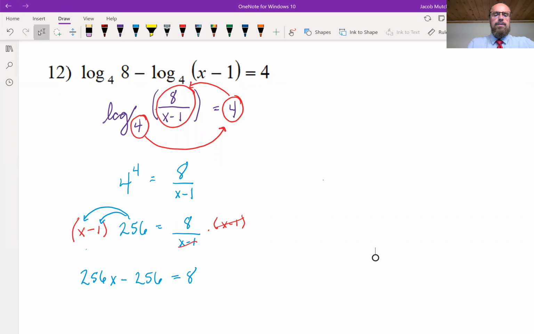Then I've got just a simple linear equation. I'm going to add 256 over. It'll cancel on the left. And I'm going to add 256 plus 8 here on the right. And that'll give me 264 equals 256x on the left. To finalize the solution here, I'm going to divide by the coefficient 256.